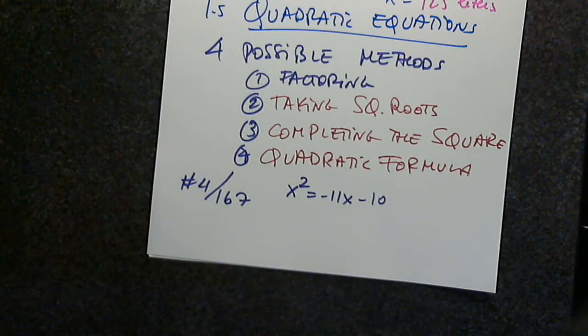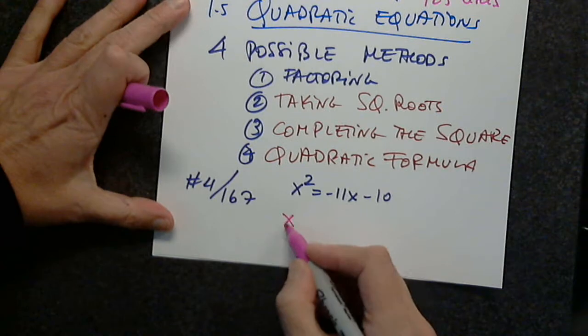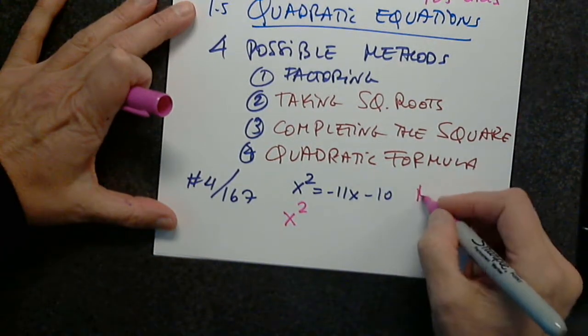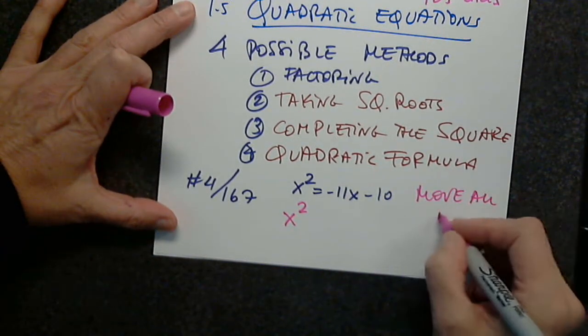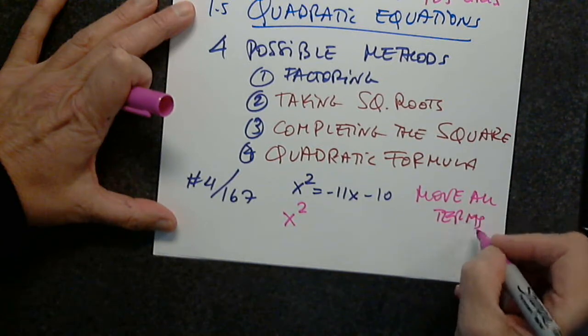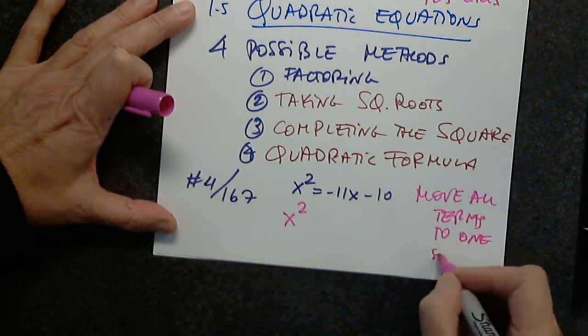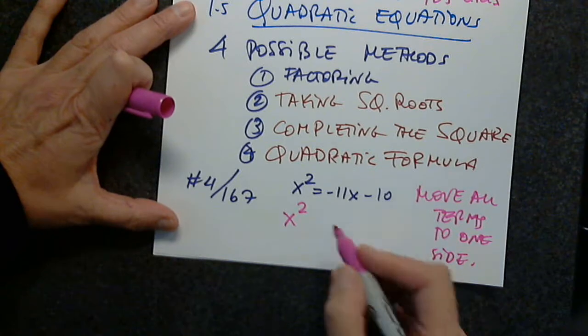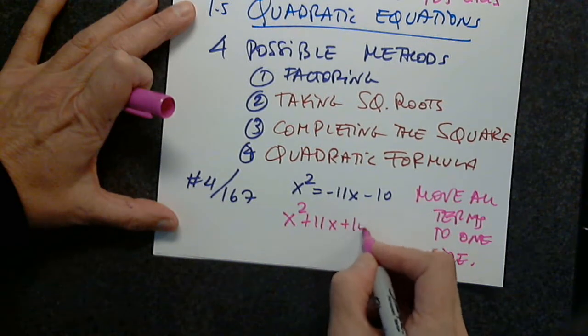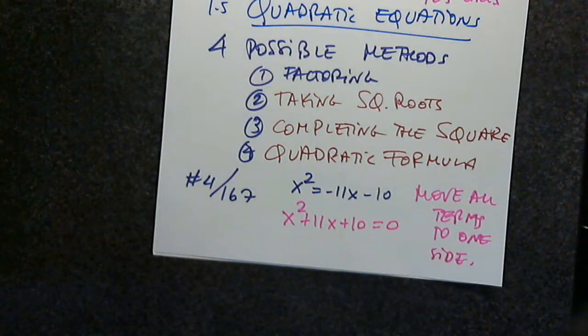Excellent. Thank you. So we do have to move everything to one side. Move all terms to one side. In other words, set it equal to 0. So plus 11x plus 10 equals 0.